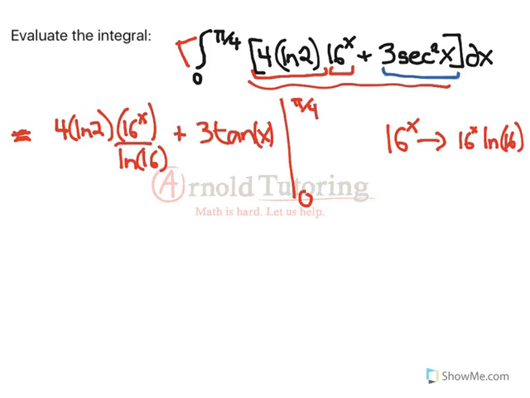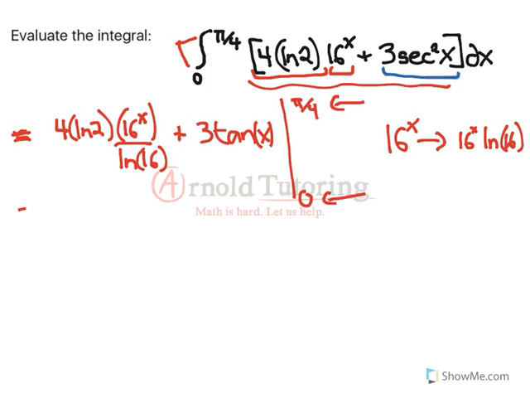Now, when we evaluate, that just means we place the top value in for x wherever we see it, and we place the bottom value in for x wherever we see it, and we subtract the two. But first, I'm actually going to simplify, because hopefully, and often in these questions, they're setting you up so you can simplify a little bit.